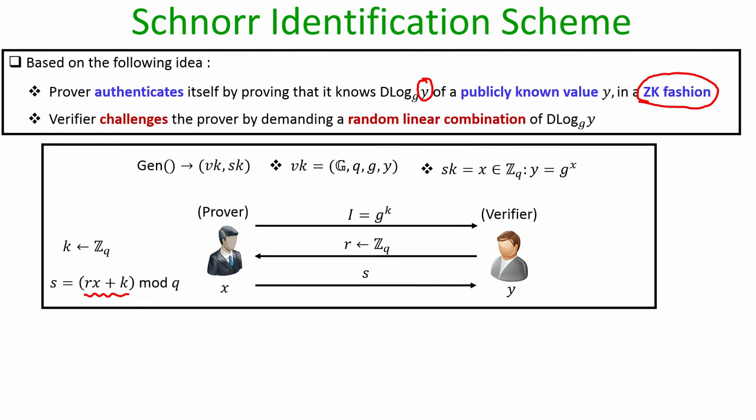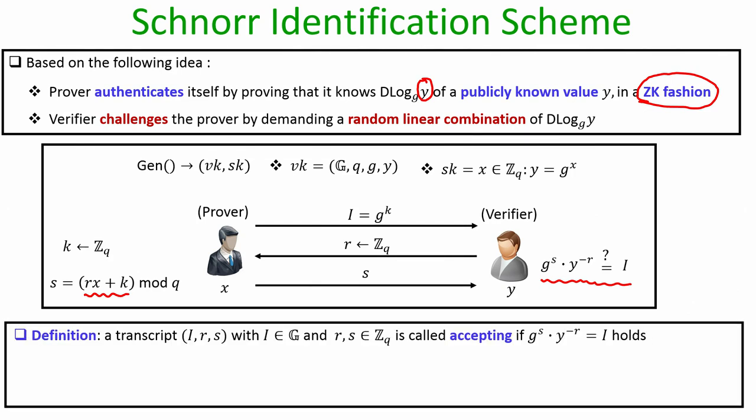And to verify whether the response of the prover is correct or not, the verifier has to verify whether g to the power s times y to the power minus r is equal to I or not, which should actually be the case if indeed the prover knows x and it has sent g to the power k during the first round.